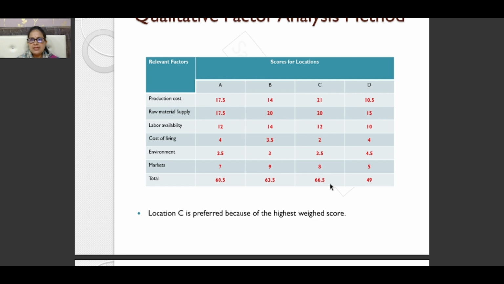It's that easy. It is the easiest method normally used for plant location, that is called factor analysis. We just have to multiply the weight with the score and then add the total value and analyze which location is having the highest score. We can go for choosing that location.